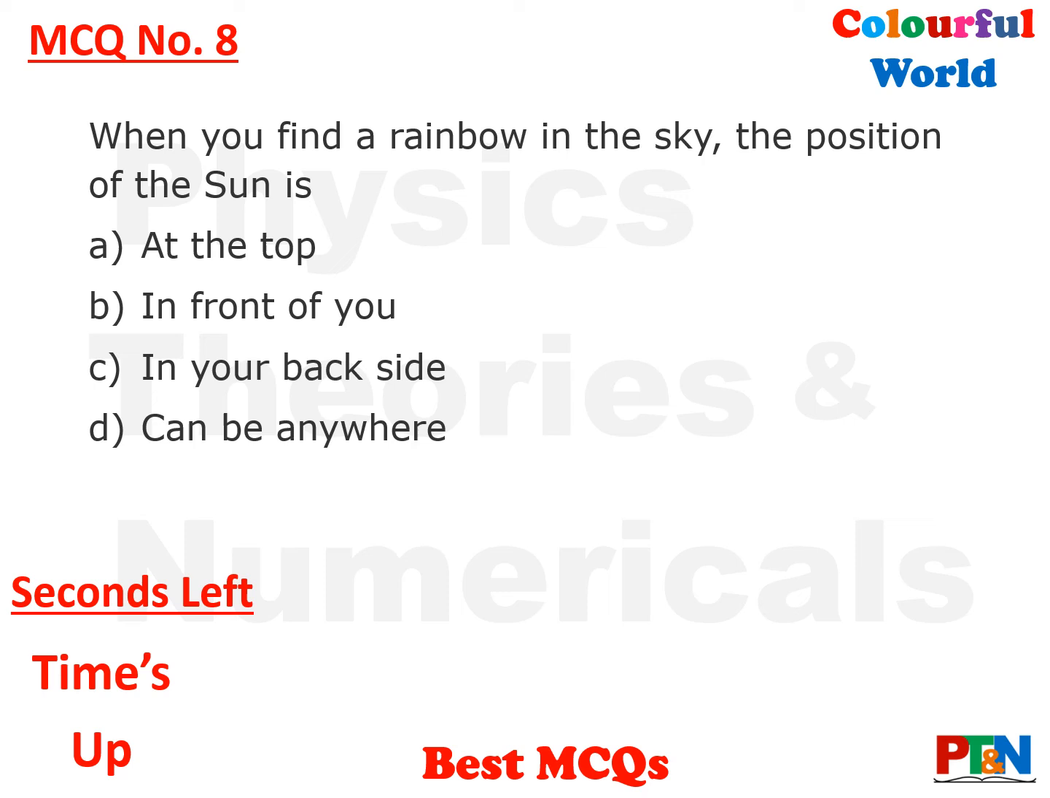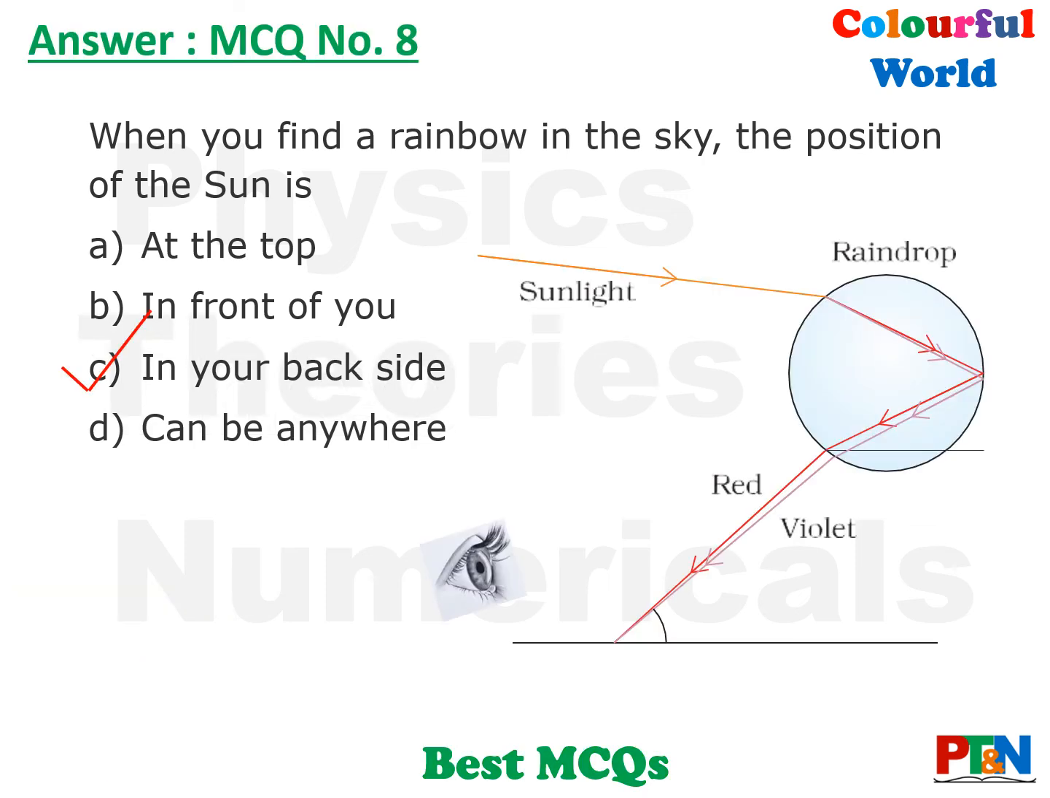Time's up. Let's see the answer. The answer is it will be in the back side. It has been explained through the diagram also. Basically, sunlight comes from the back side, gets reflected on that water particle and comes back to you. That gives the formation of a rainbow. So the sun will be on the back side. So it is option C.